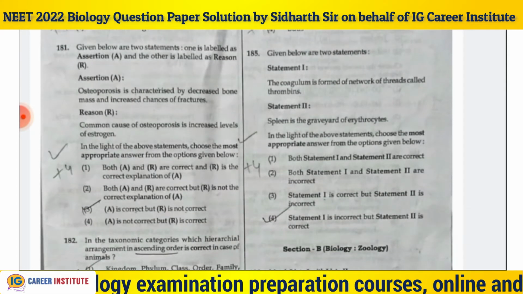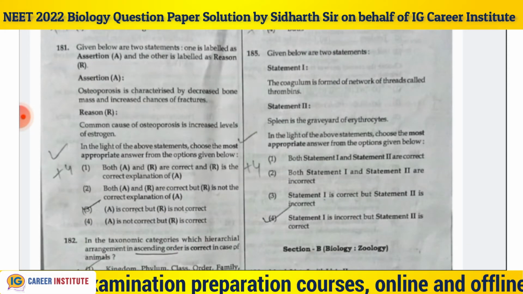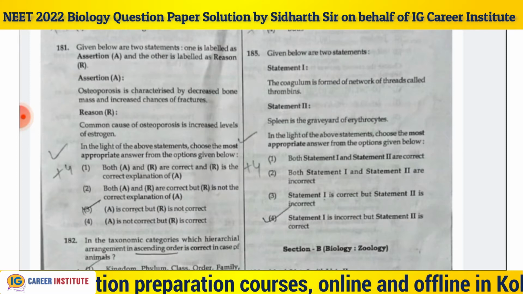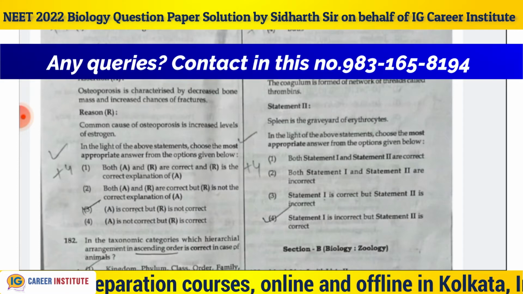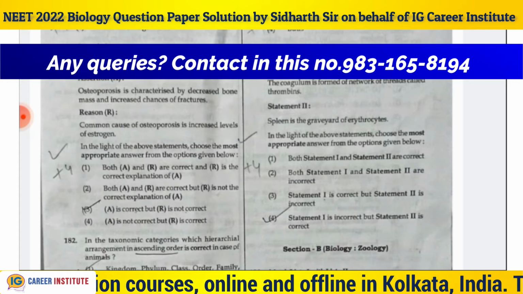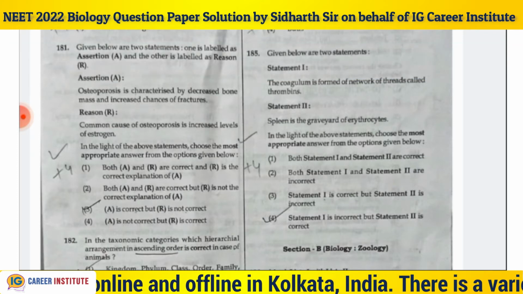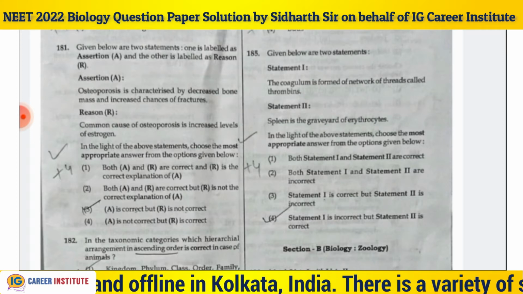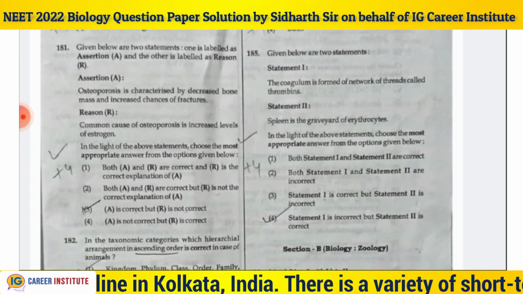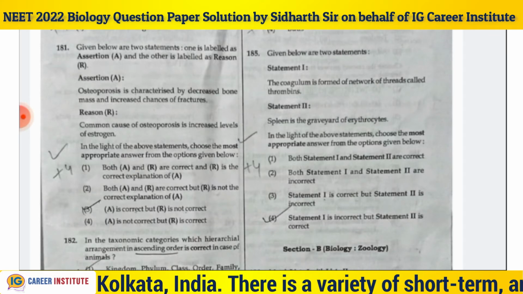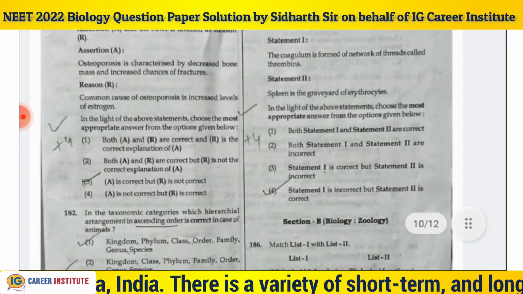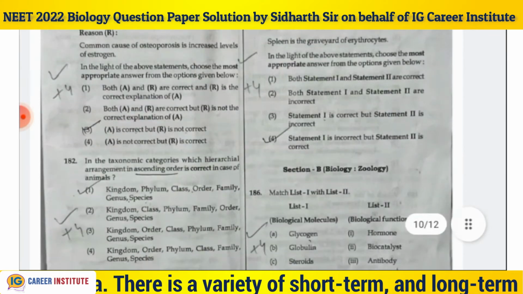Question 181. Assertion is osteoporosis is characterized by decreased bone mass and increased chances of fracture. Of course, it's a right statement. Common cause of osteoporosis is increased levels of estrogen. No, it's decreased level of estrogen. So A is correct, R is wrong. That is option 3.